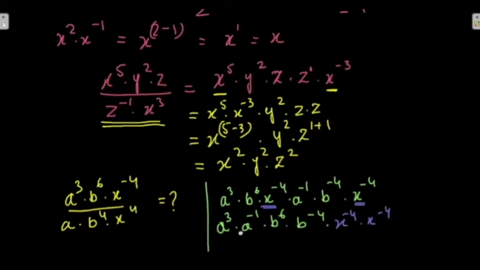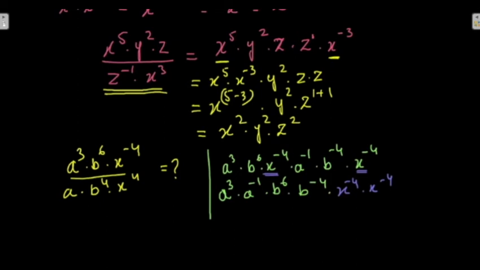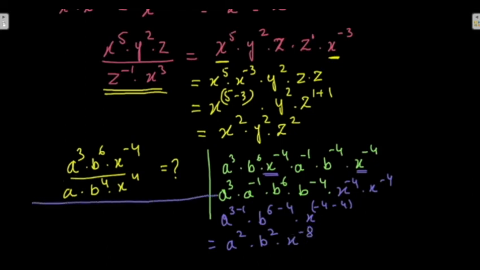So what we'll do is just apply the properties of exponents, which is a raised to power 3 minus 1 into b raised to power 6 minus 4 into x raised to power minus 4 plus minus 4. Minus 4 plus minus 4 will remain as minus 4 minus 4. So it will be a raised to power 2 into b raised to power 2 into x raised to power minus 8. Now we could have actually solved it without using the properties of exponents also.